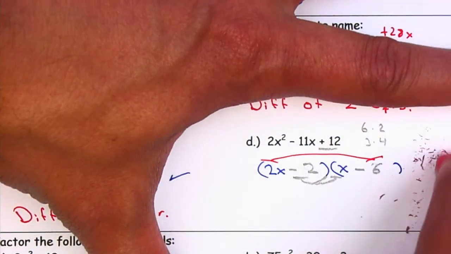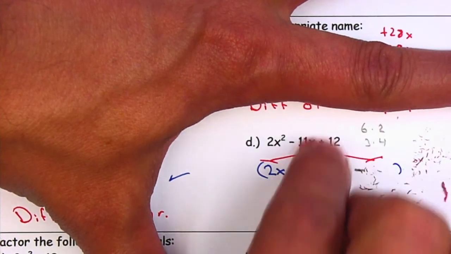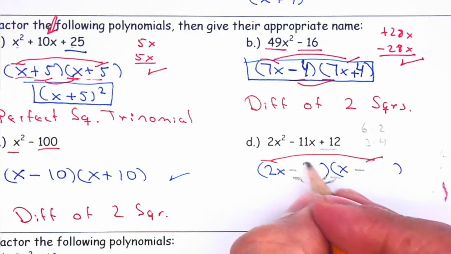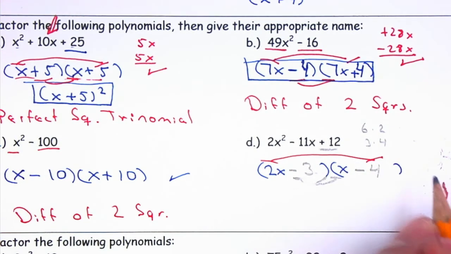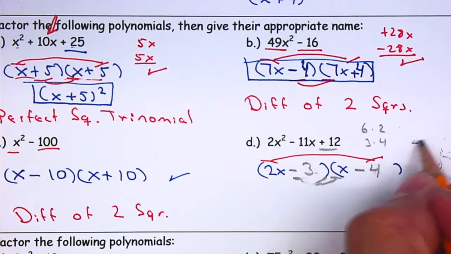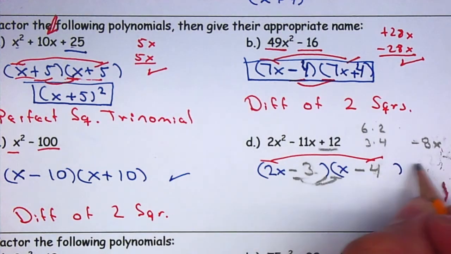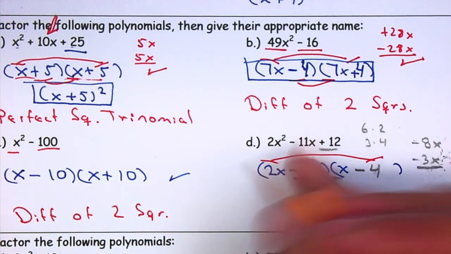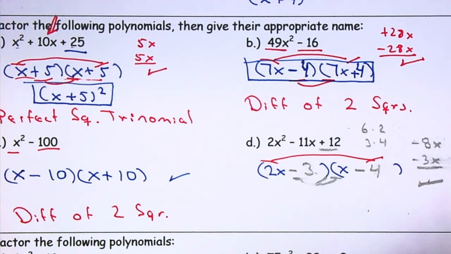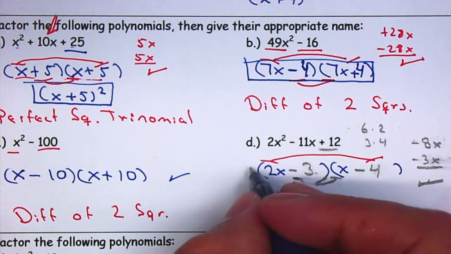So let me use the 3 and the 4. I'm going to place my 3 here and my 4 here. Multiply together, that gives me negative 8x. Multiply together, gives me negative 3x. If I add them, does it give me negative 11? Yes. This will be your answer.